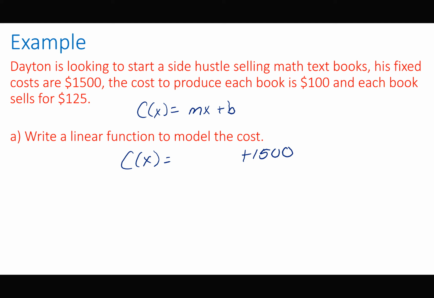So 1,500's rent on the building or whatever. It's the same. It doesn't matter if you produce one textbook or sell 100 textbooks. The cost to produce each book is $100, and each book sells for $125. What is my M going to be? So remember, this is a cost function, and it costs $100 to make it. So $100 and X will represent my textbooks, or Dayton's textbooks. All right, so this would be a linear cost function for this scenario.